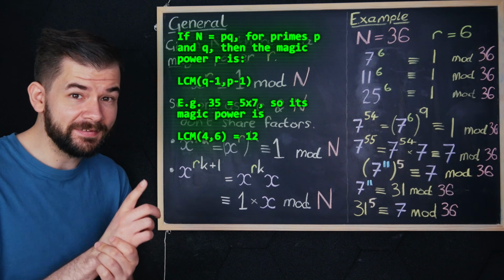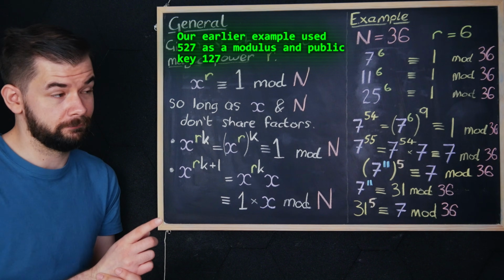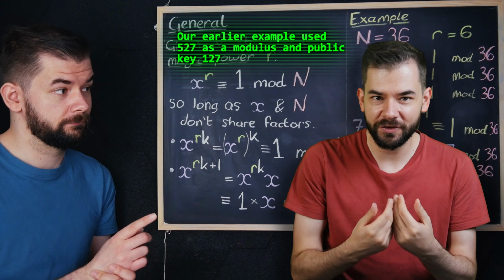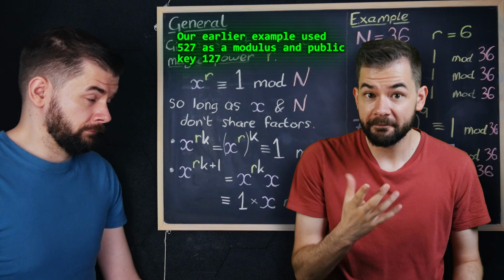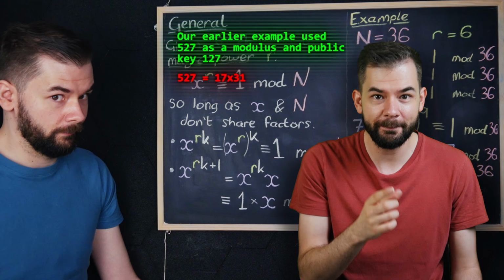Easy to calculate if we know the factors, but impossible to calculate without them. Big deal. I'll just factorize your modulus to break your silly little encryption scheme. 527 is actually 7 times 31. Pause now if you want to calculate his private key, but I know how.